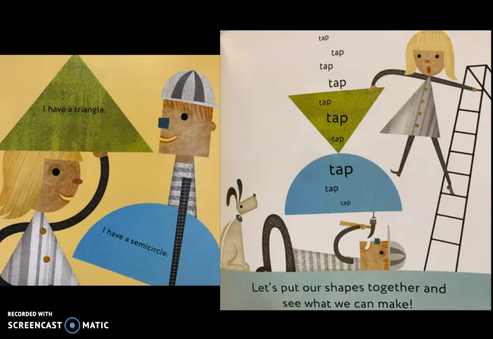I have a triangle. I have a semicircle. Tap, tap, tap, tap, tap, tap, tap, tap. Let's put our shapes together and see what we can make.